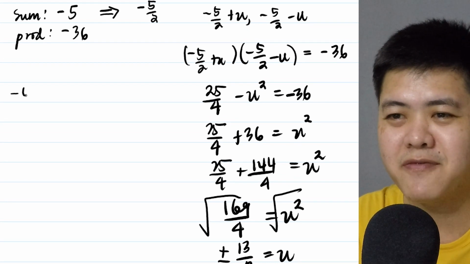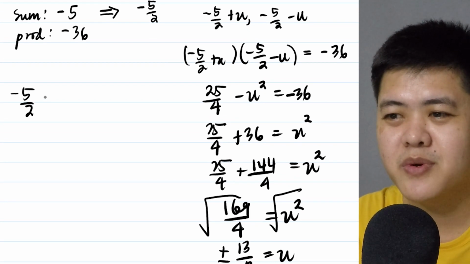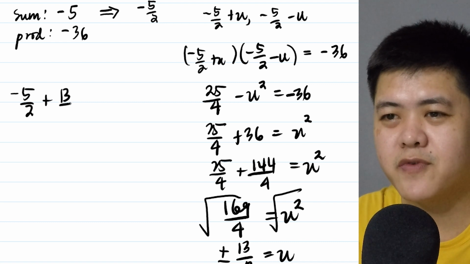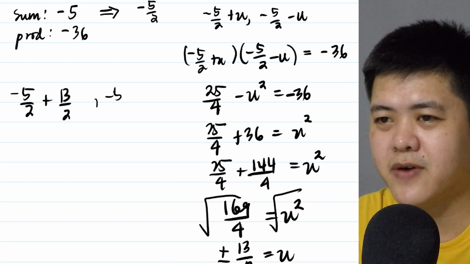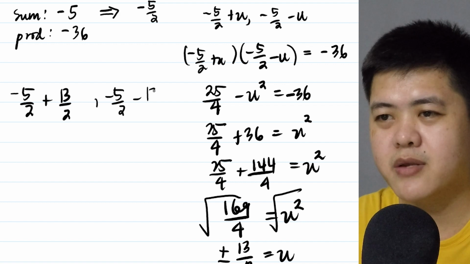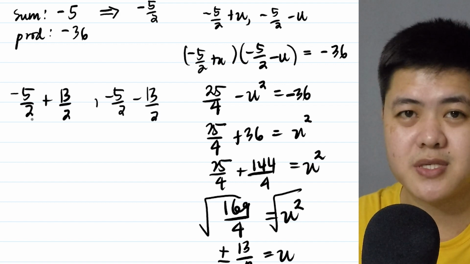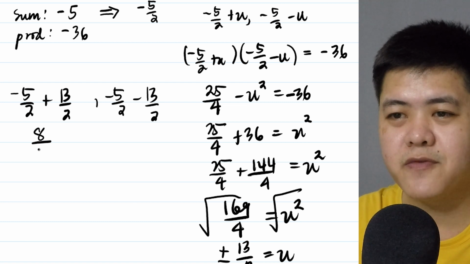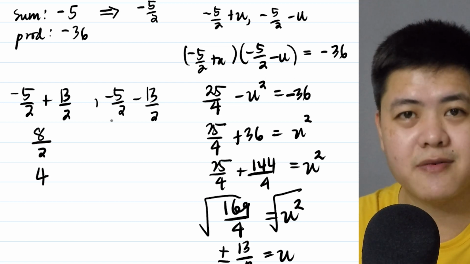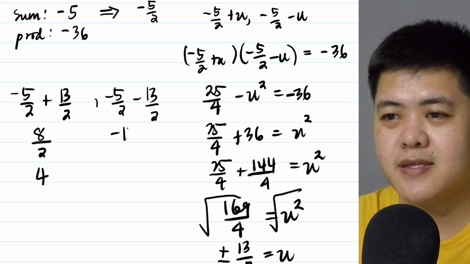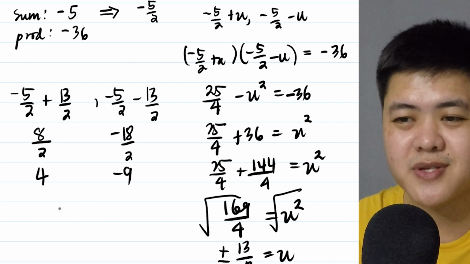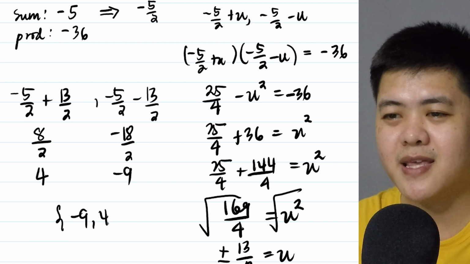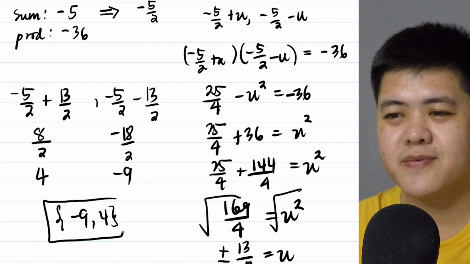So, we have negative 5 over 2 plus 13 over 2. And then, the other one is negative 5 over 2 minus 13 over 2. So, in this case, negative 5 plus 13, that is 8 over 2. We'll get 4. Then, the other one is negative 18 over 2. We have negative 9. So, therefore, the roots are negative 9 and 4. So, let's have our last example.